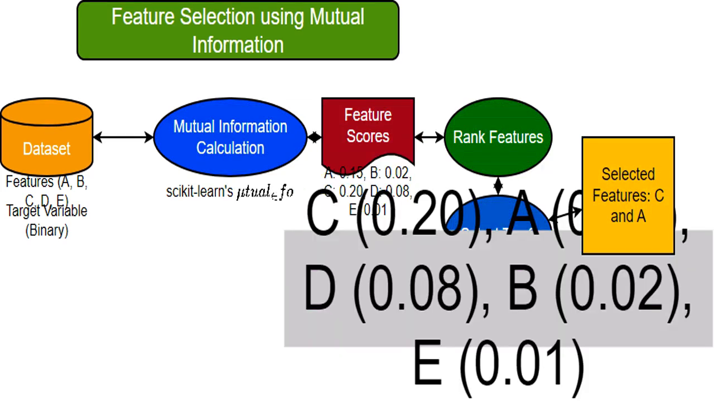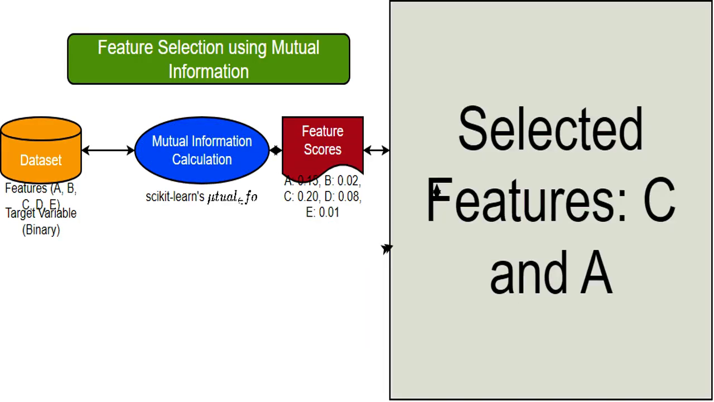This shows the features after I rank them. C has the highest score, 0.20, then A, 0.15, and so on. These are the top 2 features I selected from the ranked list. They provide the most information about the target variable based on the mutual information scores I calculated.